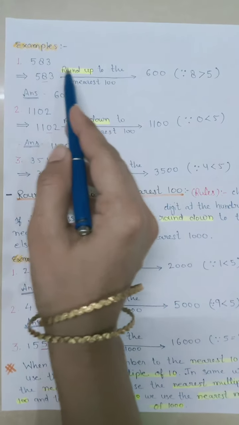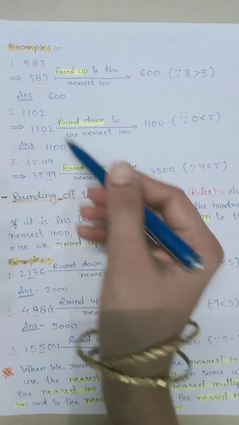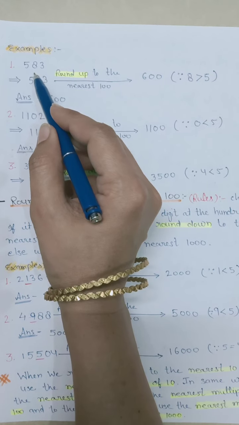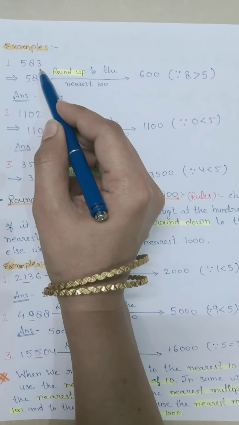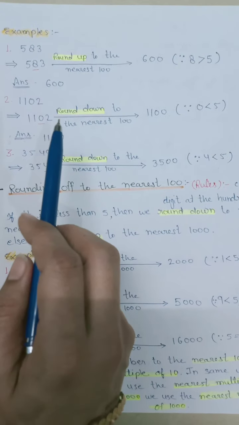Now understand these cases with the suitable examples I have given here. Look at example number 1. Which number is given to us? 583. And what do we have to do here? We have to round off to the nearest 100.